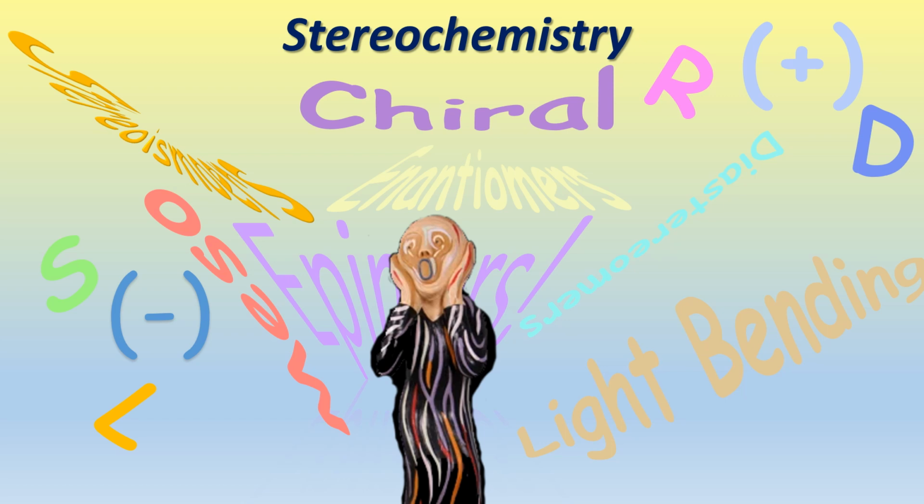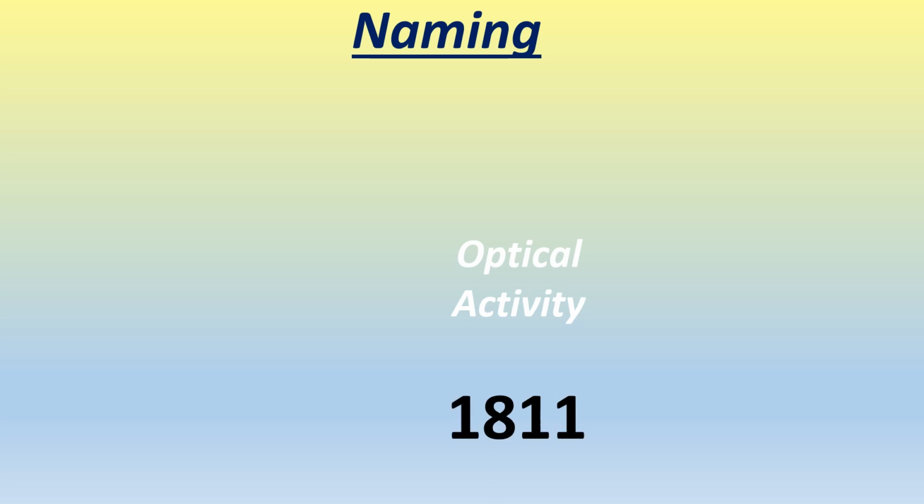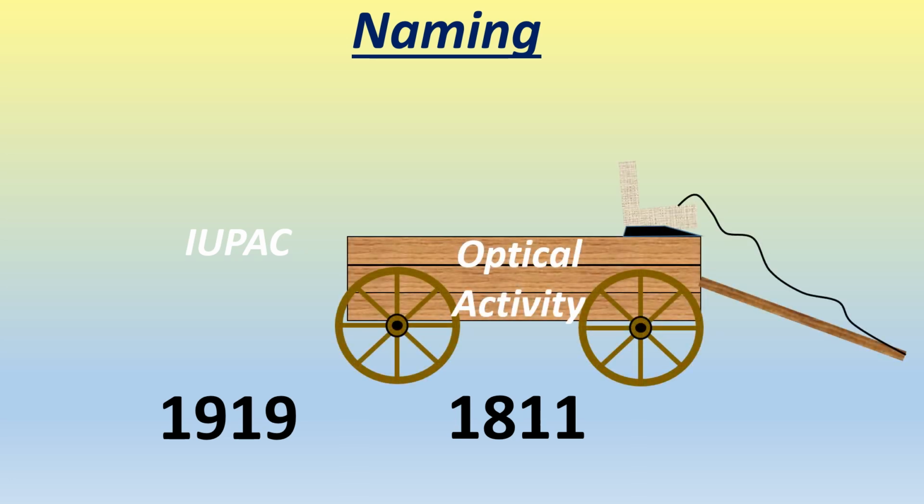Essentially, the confusion in naming these types of compounds arises from historical fact. Optical activity was first observed in 1811, and this was observed in known molecules with known physical and chemical properties. However, the systematic way of naming such molecules by IUPAC only came into play in 1919. So essentially, any naming confusion or controversy is simply a case of the cart of the discovery of optical activity in known molecules being placed before the horse of IUPAC.